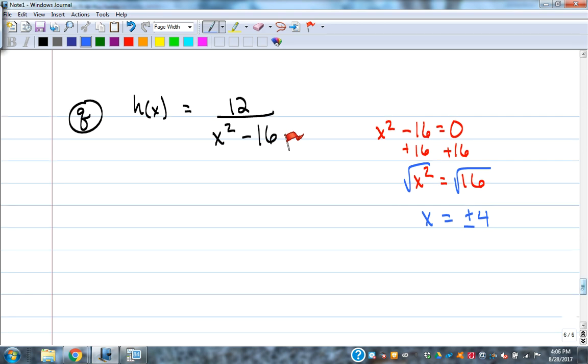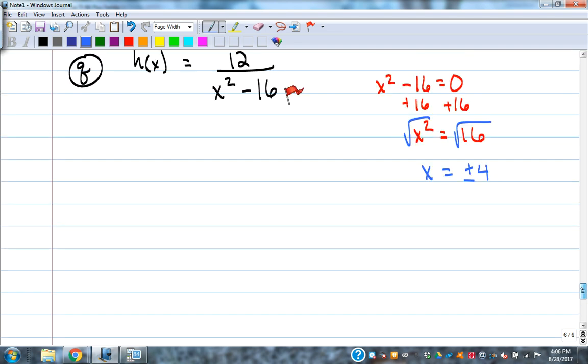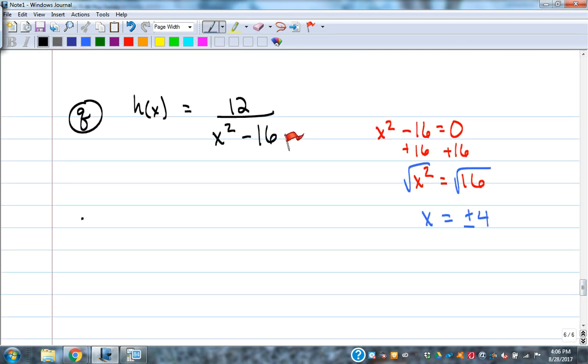All right. So set notation, gosh, it's so easy, because you just say x such that x is not equal to negative 4 and x does not equal positive 4.